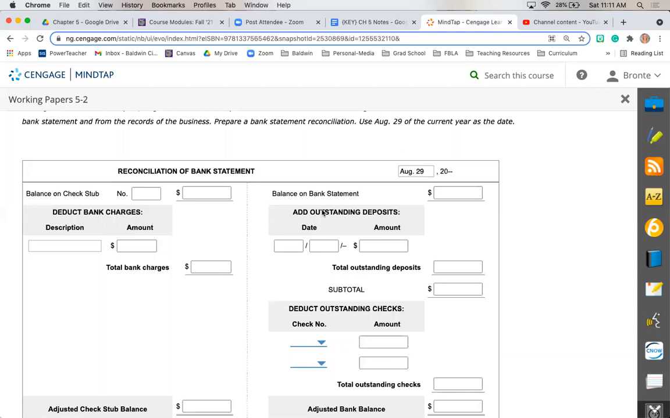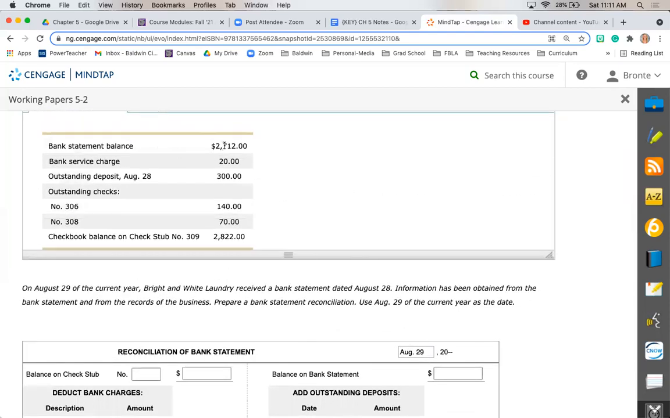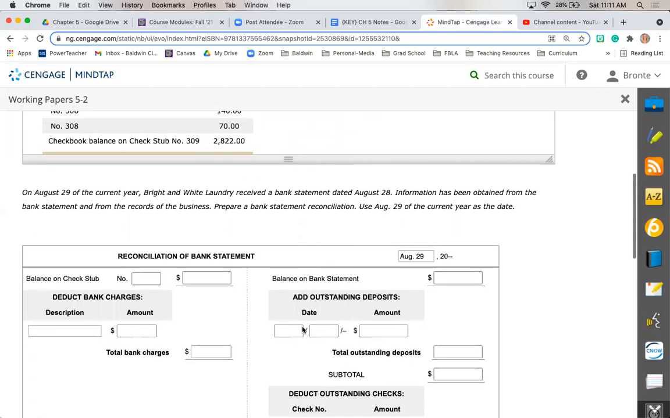And then we're going to go on the bank balance side. So balance on our bank statement. They tell us right here, bank statement balance, 2,712.